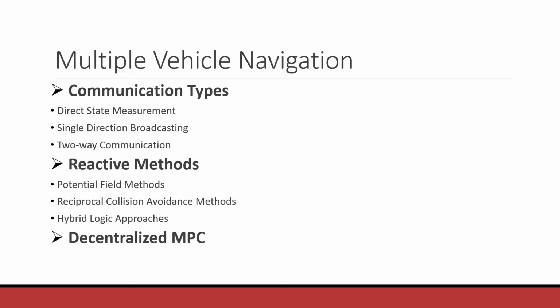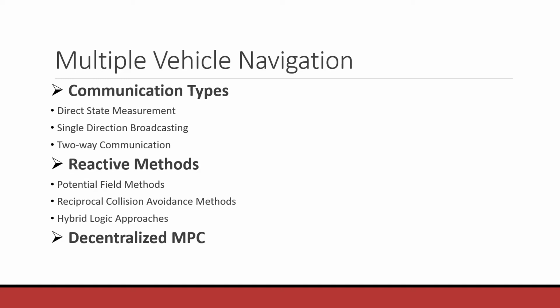This paper focuses on multiple vehicle navigation also. There are three major factors here. First is communication type. There are three common modes of communication in multiple vehicle collision avoidance systems. First is direct state measurement. This can be achieved using only sensor information to measure the state of the surrounding vehicles and is used in many non-path based reactive approaches.